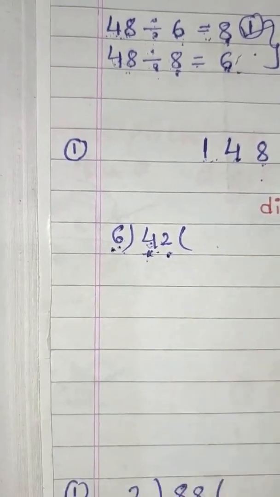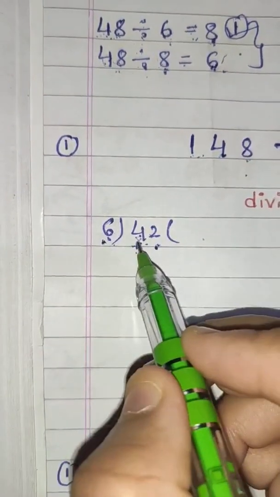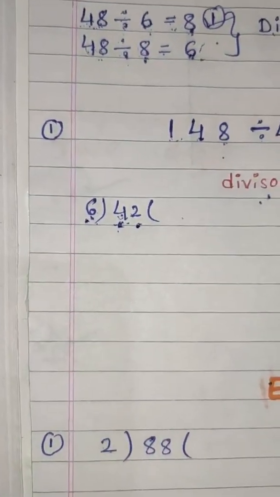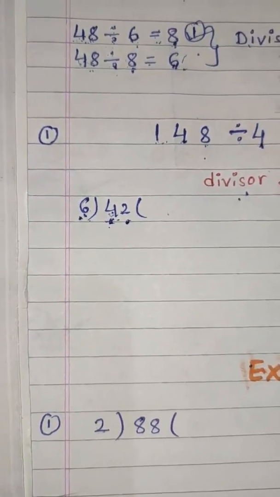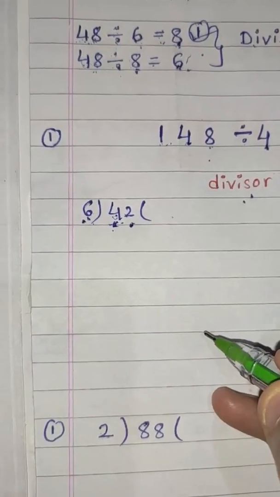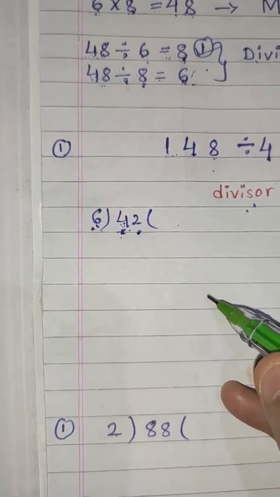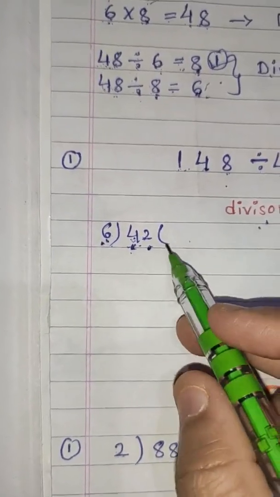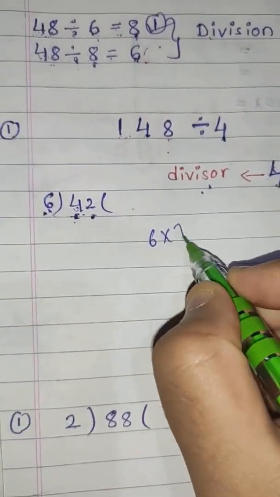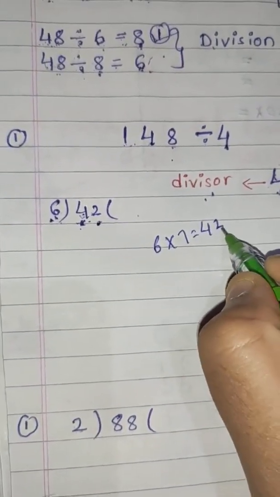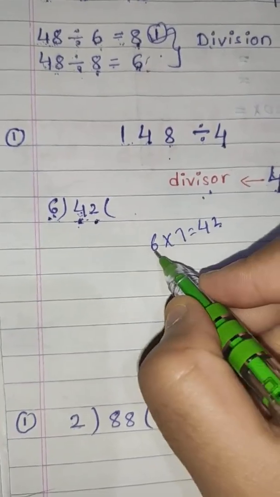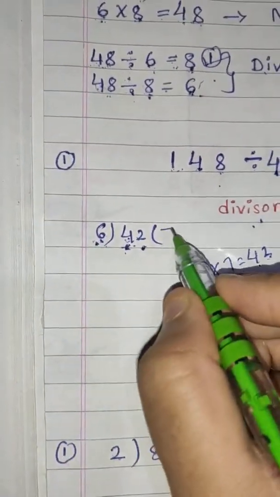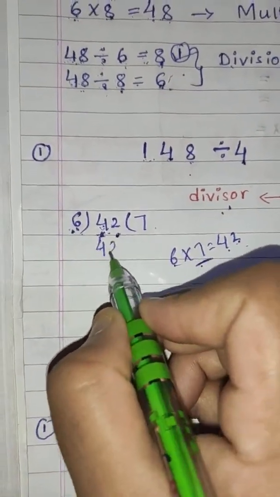Now let us count the 6 table to get the 42. Okay, so 6 ones are 6, 6 twos are 12, 6 threes are 18, 6 fours are 24, 6 fives are 30, 6 sixes are 36, 6 sevens are 42. So 6 sevens are 42. Right? So we have multiplied 6 7 times to get 42.